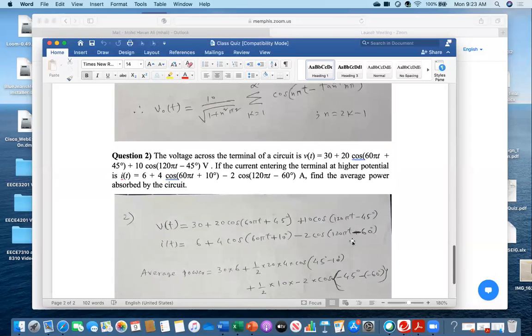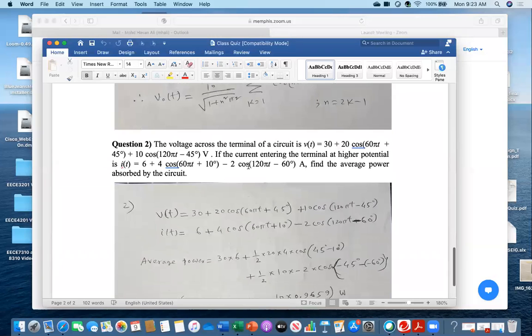Okay, so the next one: the voltage across the terminal of a circuit is Vt = 30 + 20 cos(60πt + 45°) + 10 cos(120πt − 45°) volts. If the current entering the terminal at higher potential is It = 6 + 4 cos(60πt + 10°) − 2 cos(120πt − 60°) amperes, then find the average power absorbed by the circuit. This is the question.